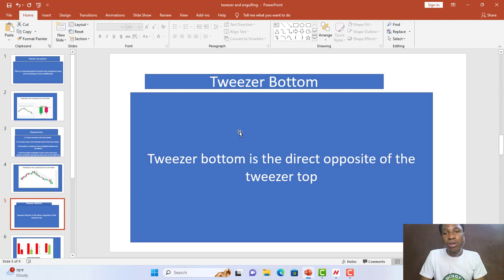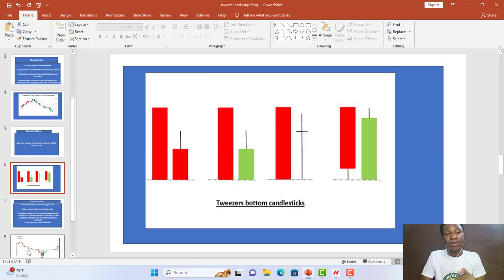So let's take a good look at the direct opposite, which is the tweezer bottom. It is the direct opposite of the tweezer top. So look at a good example that we try to get. You find them here. Now these are the different flavors. They come in these different flavors regardless of the color. So you find this at the bottom, at the support zone.